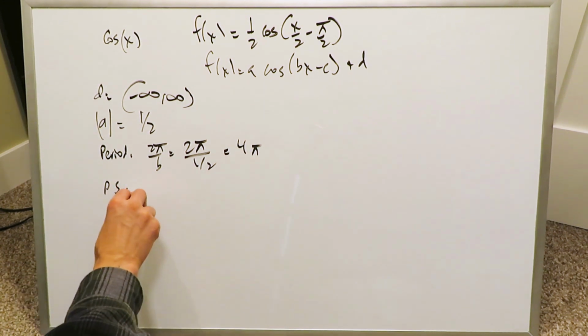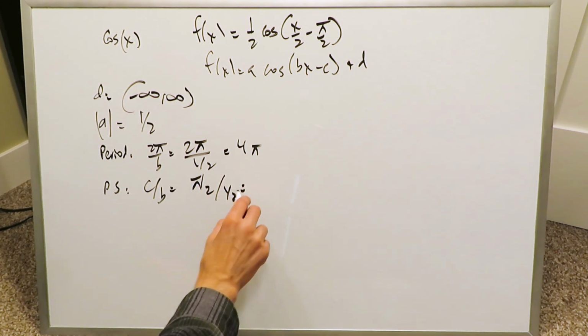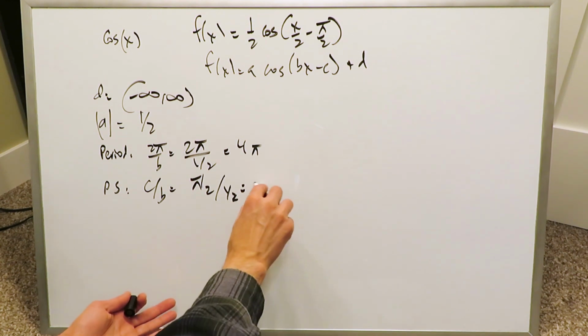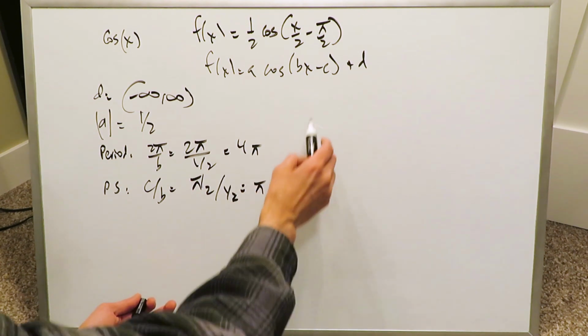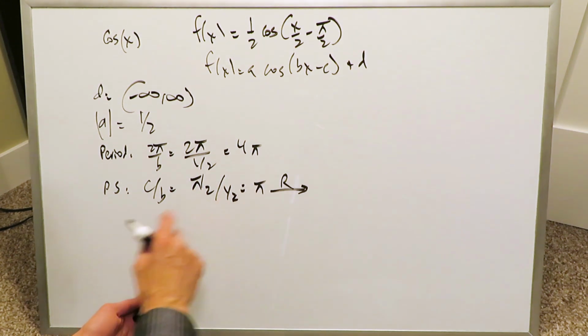How about phase shift? C over b. You have pi over 2 divided by 1 over 2. Pi over 2 times 2. You have a phase shift here again to the right because of this negative sign. If this was a positive, it would be a phase shift to the left by pi units.